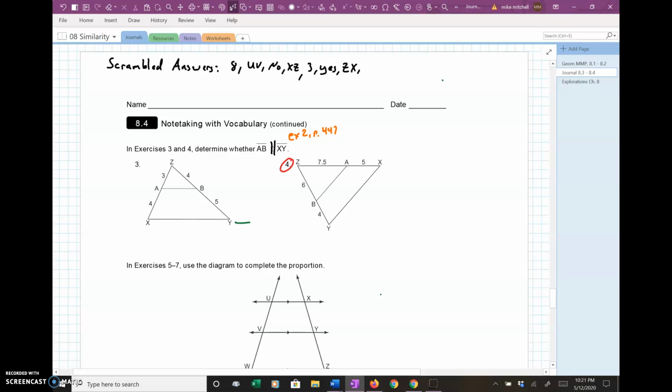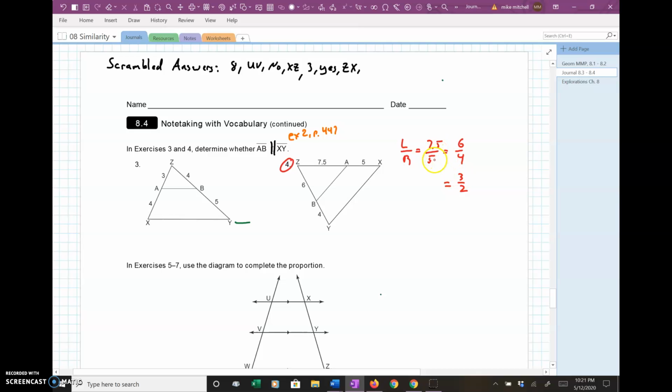So let's try. Now this time, it's the converse. Instead of being given the parallel lines, prove they're parallel. Again, left to right, upper to lower. I'm going to go, let's go left to right here. So I get 7.5 to 5. Equals 6 to 4. Well, this reduces to 3 over 2.